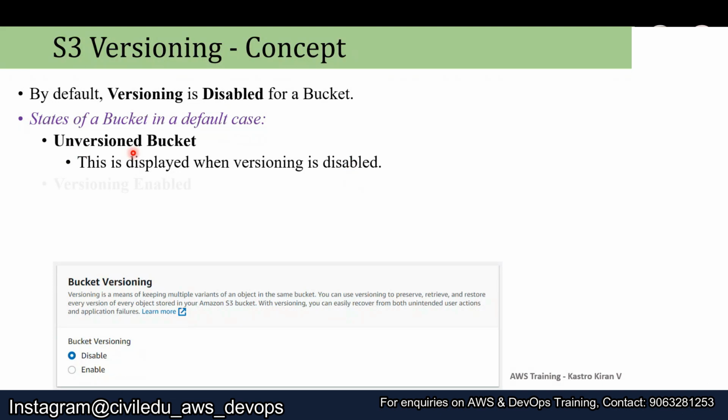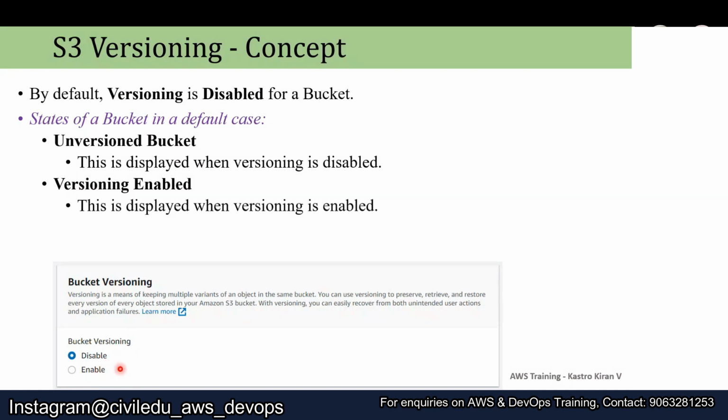Now the second state is called versioning enabled, or a versioned bucket. When will this be available? This will be available when you manually enable the versioning for a bucket. And the last state is called versioning suspended. Versioning suspended is nothing but when versioning is disabled.